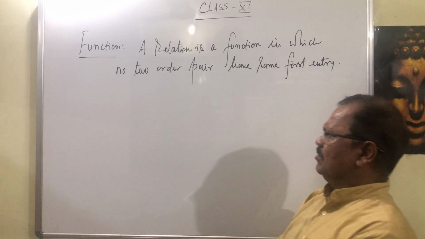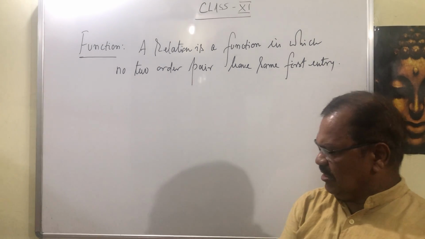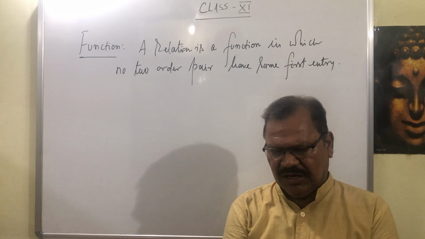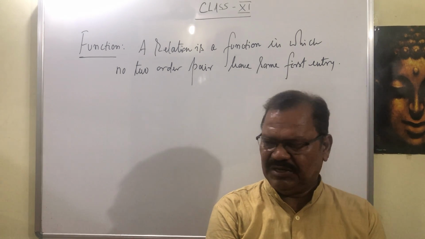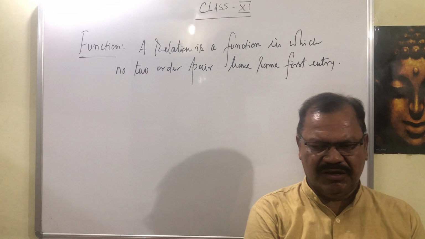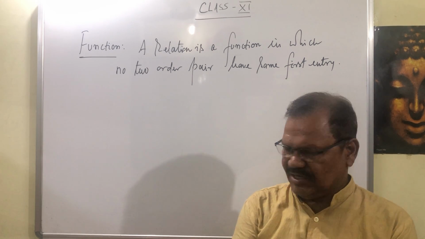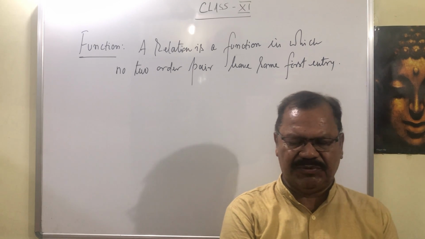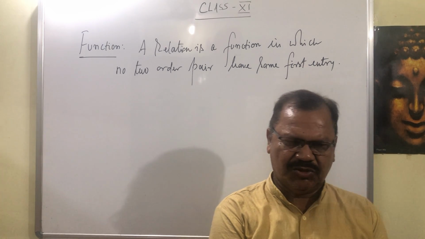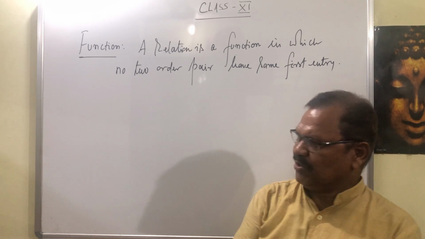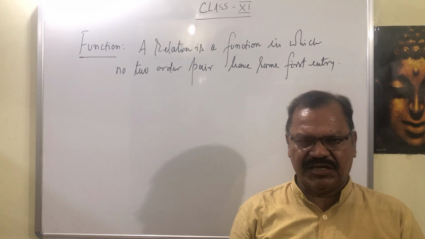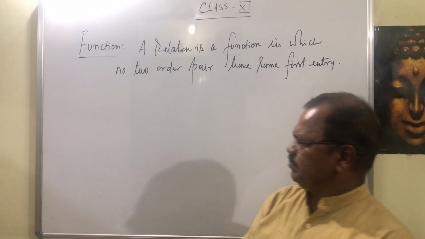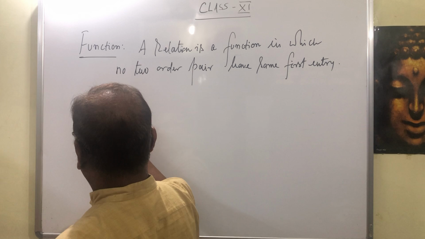I would like to draw the pictorial diagram, and I will try to establish relationship in the two diagrams. The first diagram is relation, and the second diagram I would like to draw for the function. So easily you can distinguish the differences between relation as well as function. Because what I have written here, a relation is a function if no two order pair has the same first entry. Let us see. First of all, I would like to take the relation.